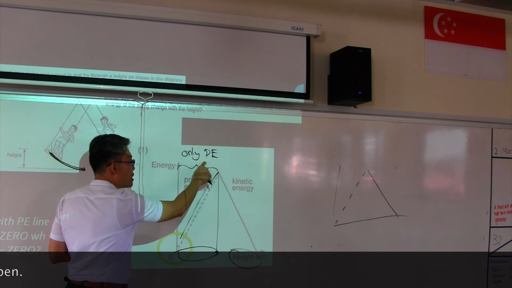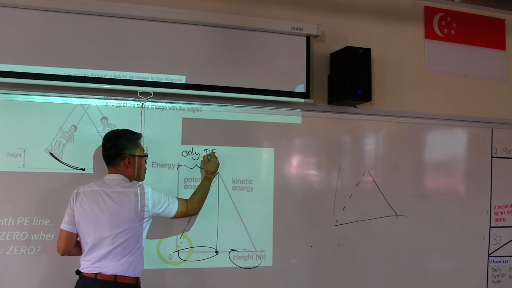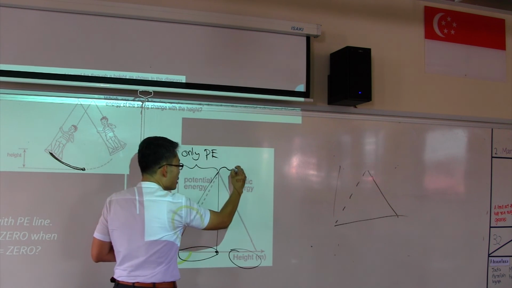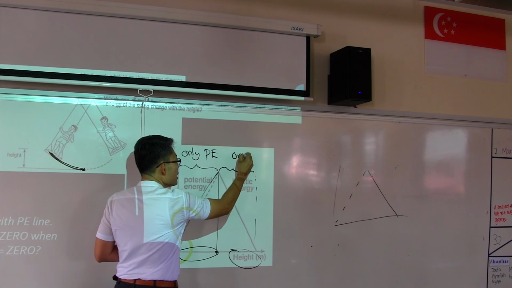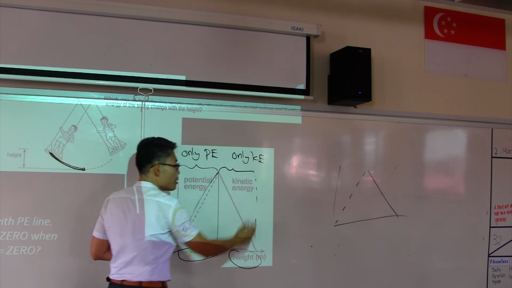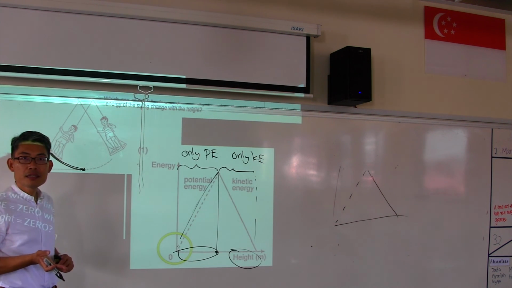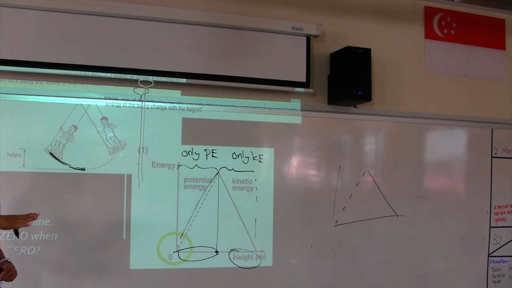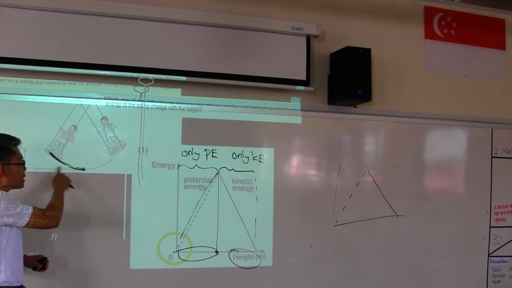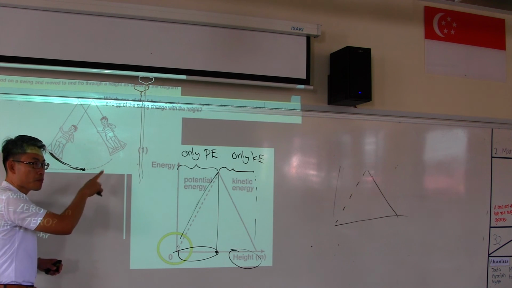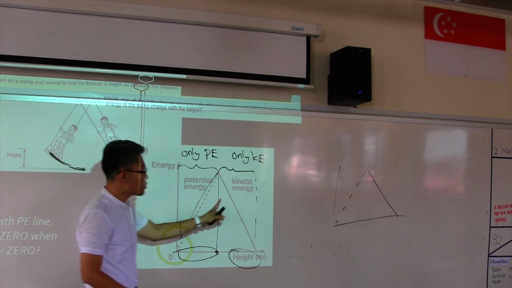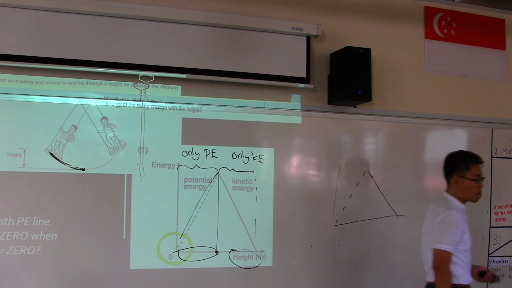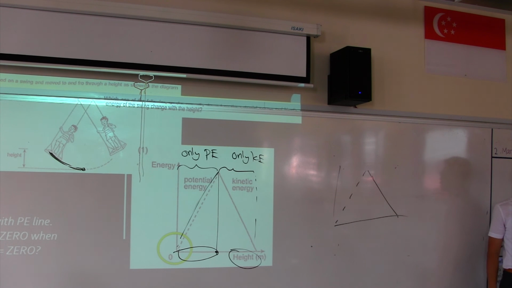So can you write this down? This is a mistake. Okay, yes. And this part here, eh? Only KE is here. No PE. And when it's moving, the height is not increasing. But height is increasing and decreasing as it is swinging. So that's why one is wrong. Now who is still a bit confused?